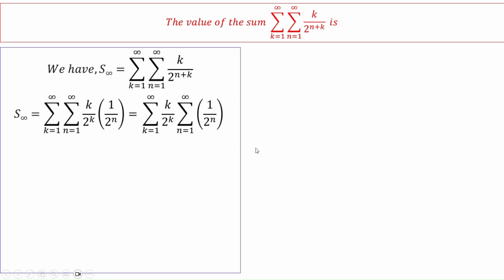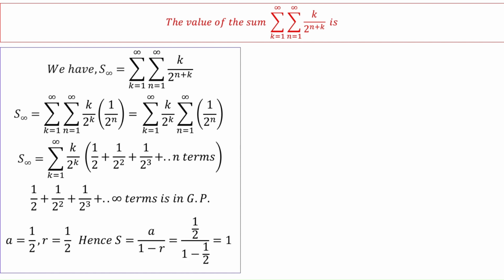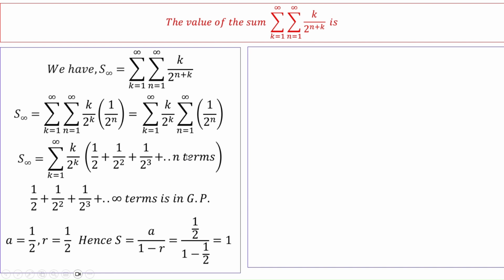Now first we'll take the inside infinite series, that is nothing but 1 by 2 plus 1 by 2 square plus 1 by 2 cube up to infinite terms, correct? So this is a geometric progression of infinite terms, with a equal to half, r equal to half. So S equals a by 1 minus r, which is 1. So this whole part is 1 basically. So I'll just replace it.